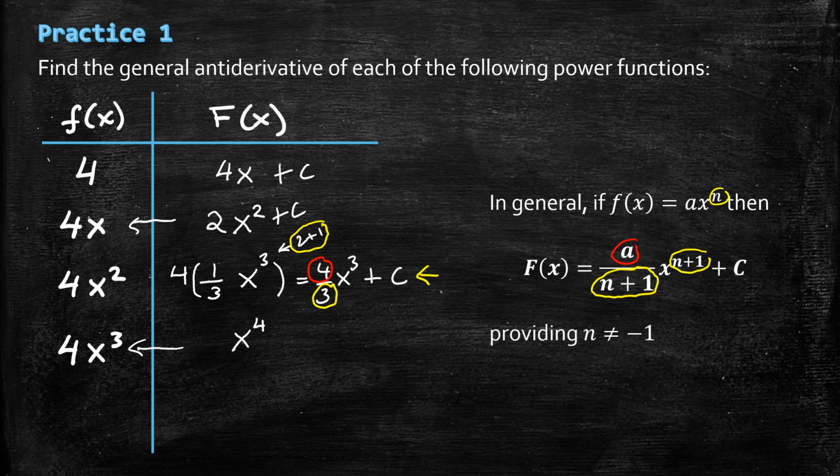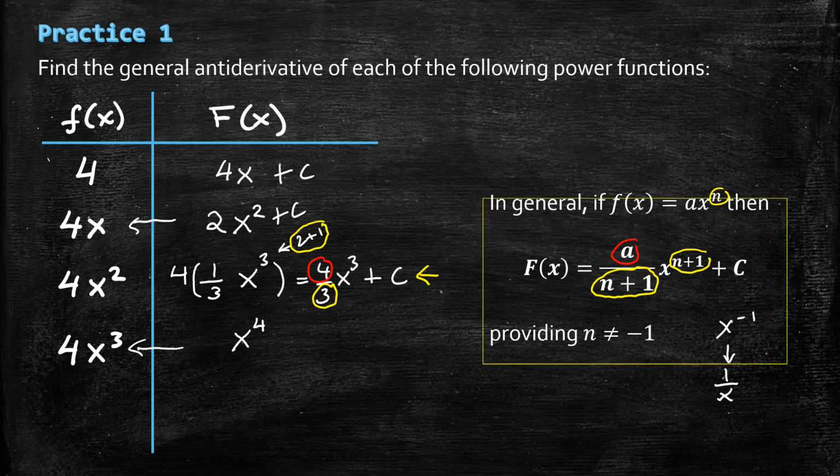Now this is only true if n is not equal to -1. If n is equal to -1, so think about it, x to the -1, that's the same as 1 over x. There's a special rule for that one, and we'll learn about that shortly.